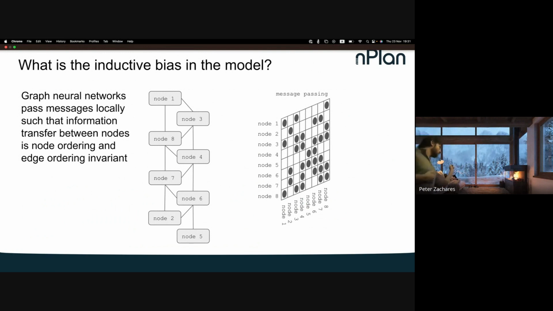So what's the inductive bias in models that are used to process graphs? Graph neural networks pass messages locally such that information transfers between nodes in a way that is node ordering and edge ordering invariant. So let's say this is a graph here where these lines define the connections. And this is a representation of the adjacency matrix, which is a representation of these edges, with one exception, which is that this matrix has a self connection.